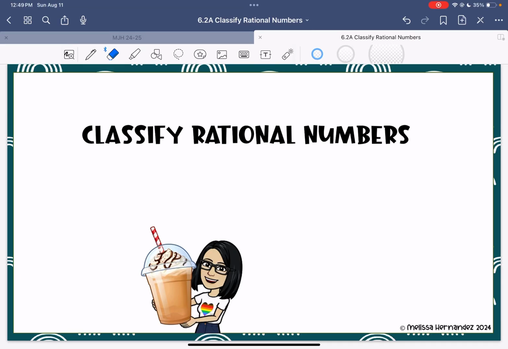Today's video, we're going to practice classifying rational numbers that include whole numbers, integers, which are positive and negative whole numbers, and then there's also fractions, but the denominator is non-zero. It does make more sense when we start classifying them in a Venn diagram. All right, let's get started.